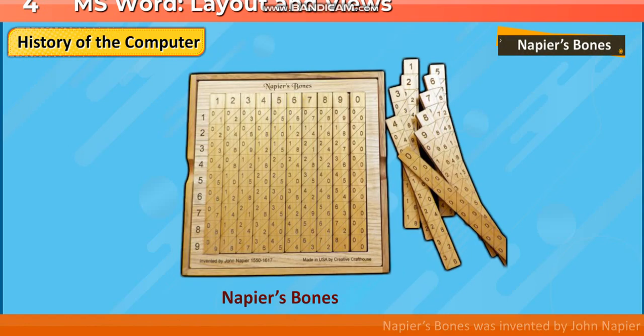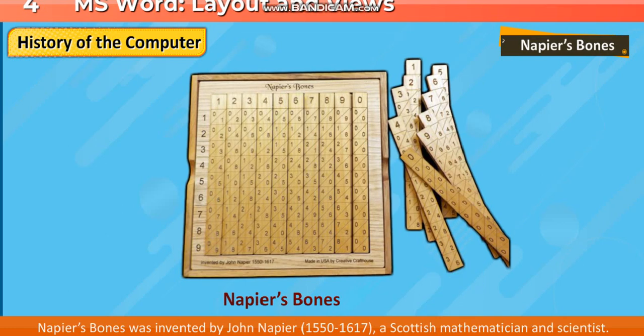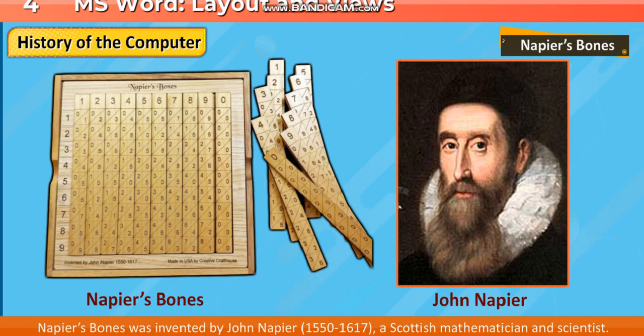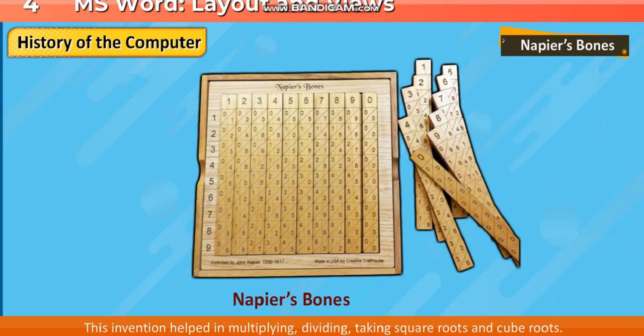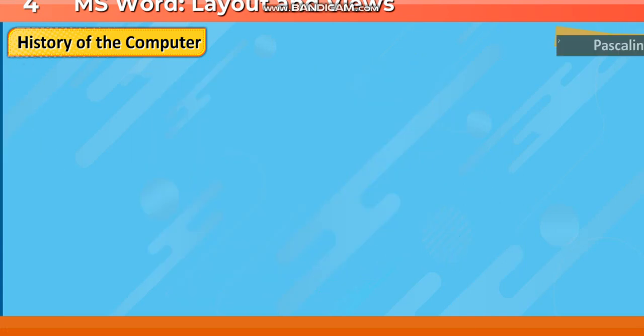Napier's bones. Napier's bones was invented by John Napier, 1550 to 1617, a Scottish mathematician and scientist. Napier's bones were multiplication tables written on strips of wood or bones. This invention helped in multiplying, dividing, taking square roots and cube roots. There are 9 different bones or strips with numbers marked on them.